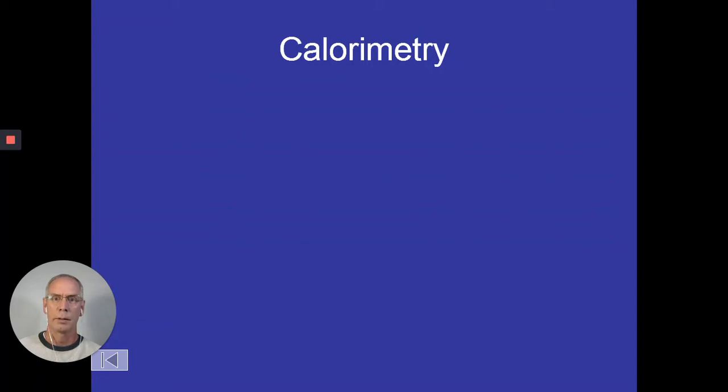Today's lesson will be an introduction to calorimetry. If we look at the word calorimetry, the metry at the end is referring to measuring something. And so what are we measuring? Calories. Calories, that's the American way to measure heat. If it were in the metric system, it would be joulometry or something, because we'd measure joules instead.